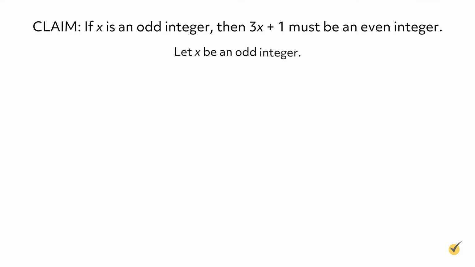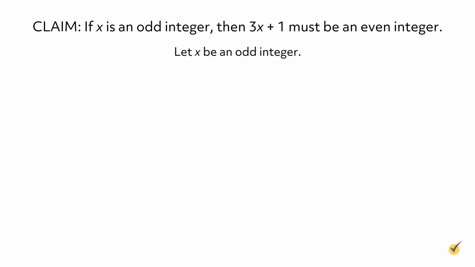Let's write the first line of the formal proof. The first line is typically used to set up the elements of the problem which are given in the claim. In this example, we are going to go ahead and establish that x is going to be an odd integer. This statement is usually called the hypothesis. Now that we've set that up, the next line of the proof needs to be some statement which logically follows as a direct consequence of the first.